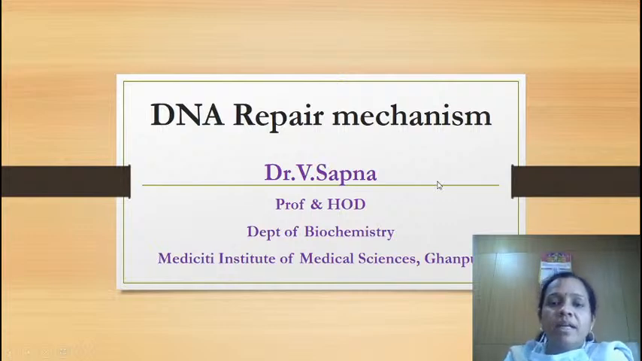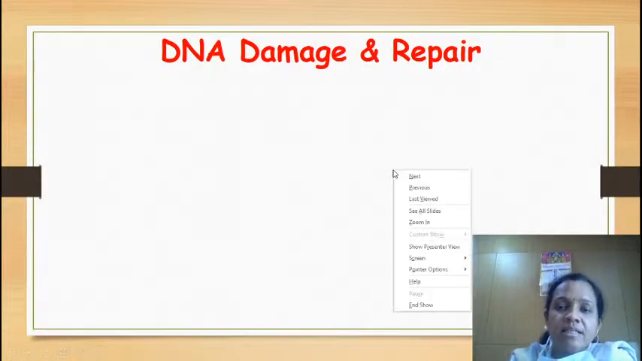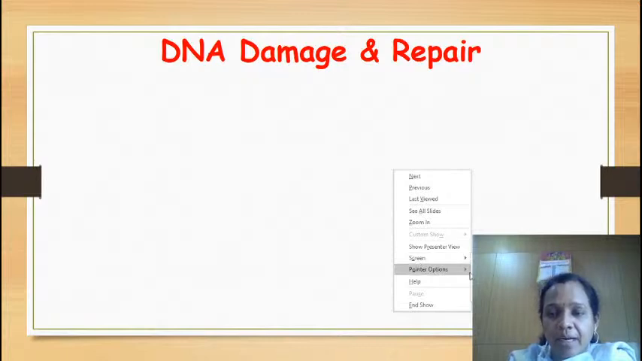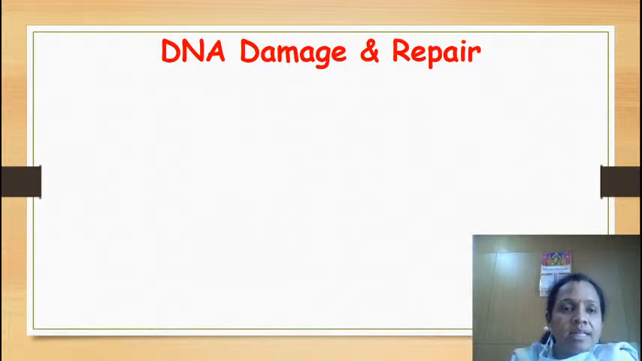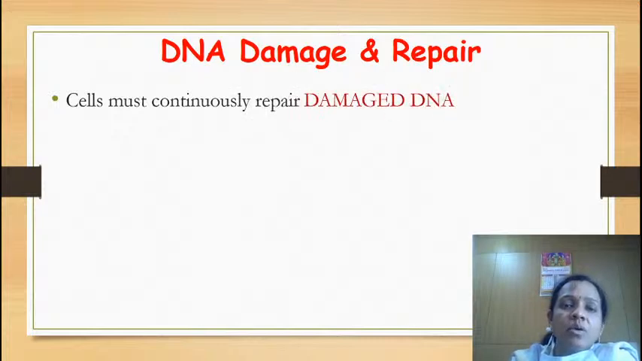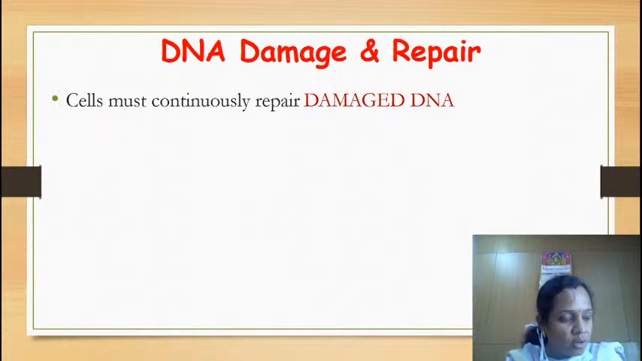Good afternoon. We'll continue with our previous class. In the last class, we stopped at DNA damage and repair. So we have already seen that cells must undergo continuous repair. Because of that, the damaged DNA will be causing a continuous call for the repair of the DNA. So that is always there in the system.